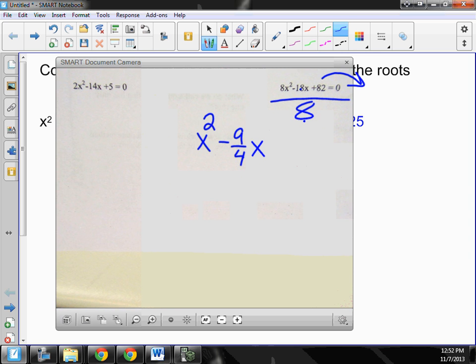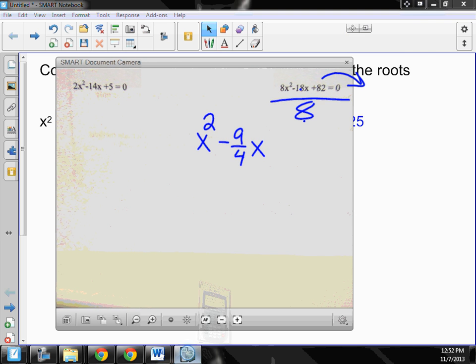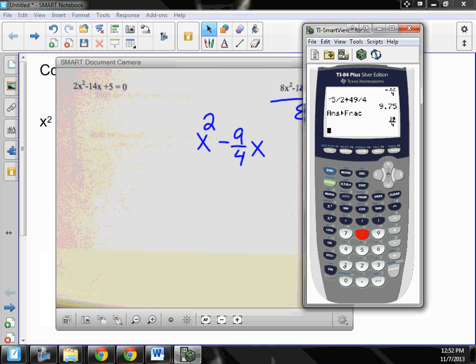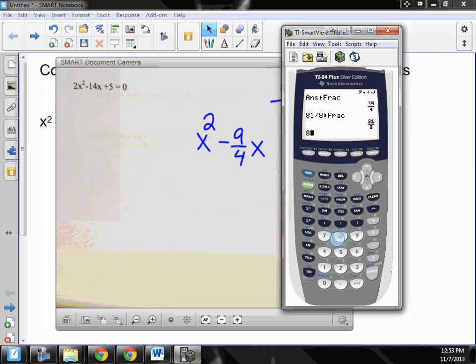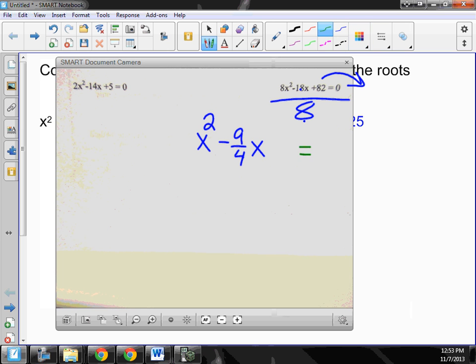Does 82 over 8 simplify? 41 fourths. What if I don't know how to do that? Will my calculator simplify that for me? Well, just do 82 divide 8, math fraction, and it will simplify that. Yeah. 82 over 8 is 41 over 4. So equals 41 over 4. Anybody confused up to this point?